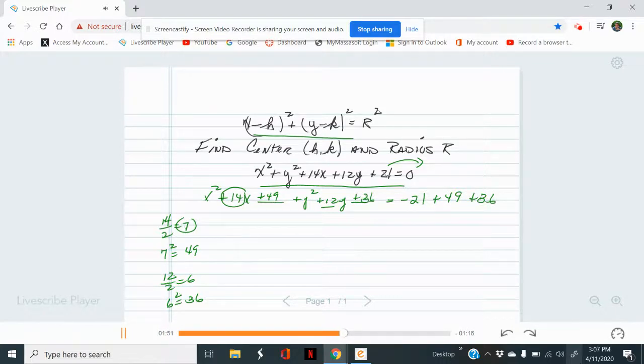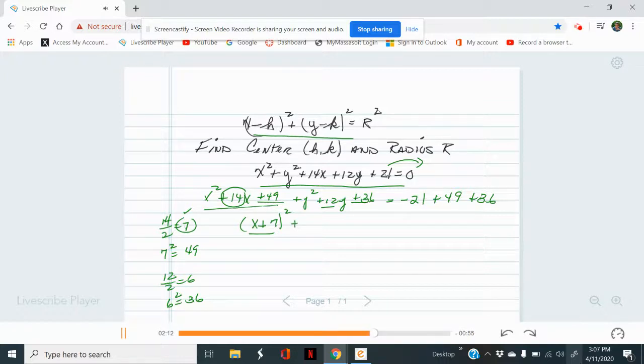Now, what's happened is this now becomes a perfect square trinomial. It's x plus 7, and I put a circle around that because that 7 pops up again. If I take x plus 7 and square that binomial, I FOIL it out, I'll get back exactly what I see here, x squared plus 14x plus 49.